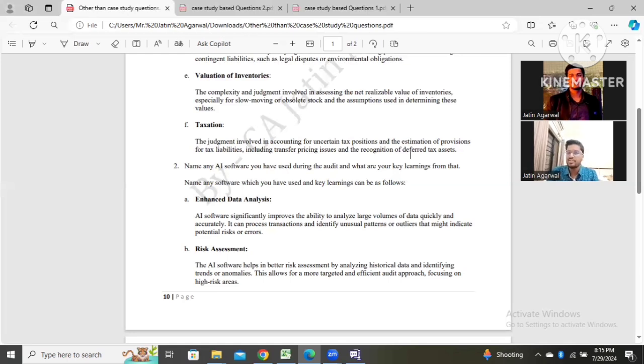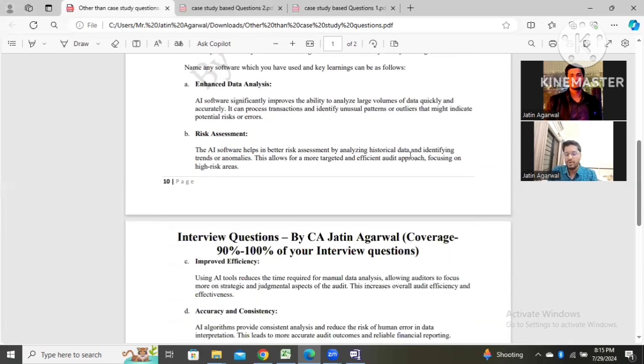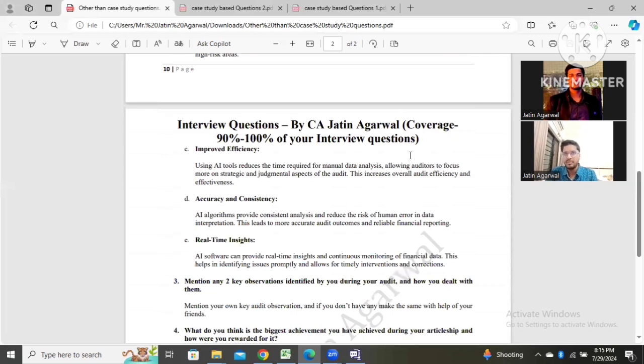Then the second point is risk assessment, because in risk assessment we can set the key parameters using the AI tool, and then the AI tool will give us the risk assessment of that particular data or set of data. Then the AI tool improves efficiency, because a lot of work can be done in a short duration of time. Then accuracy and consistency: the AI tool increases accuracy of work and consistency. Same work can be done again using the AI tool, instead of a person doing it again and again. Then we can get some real-time insights using the AI tool.